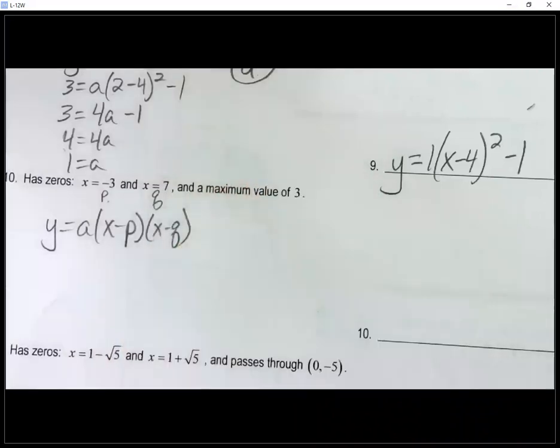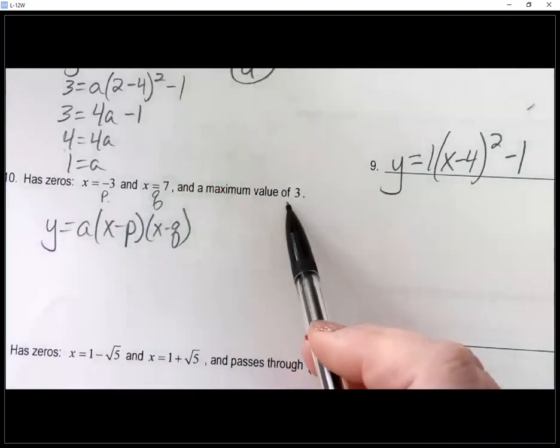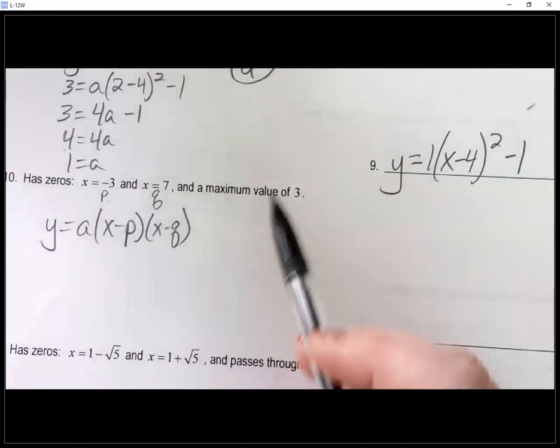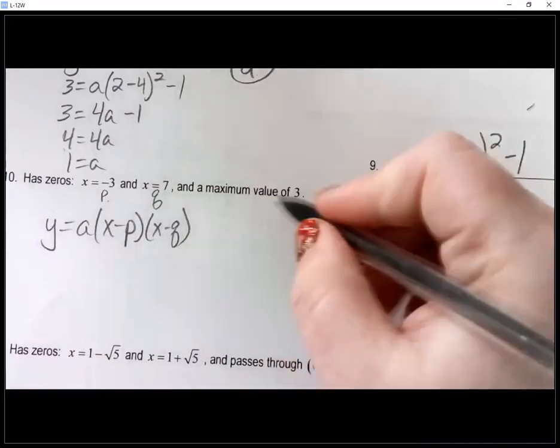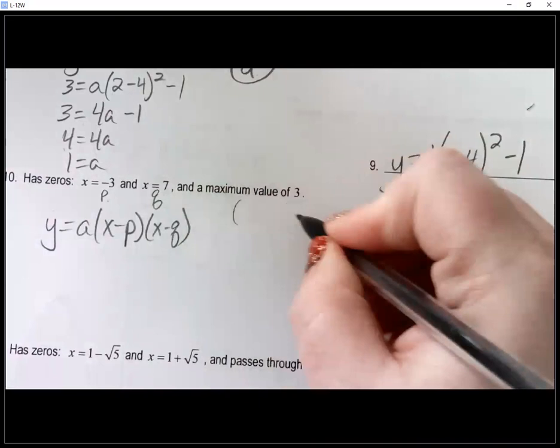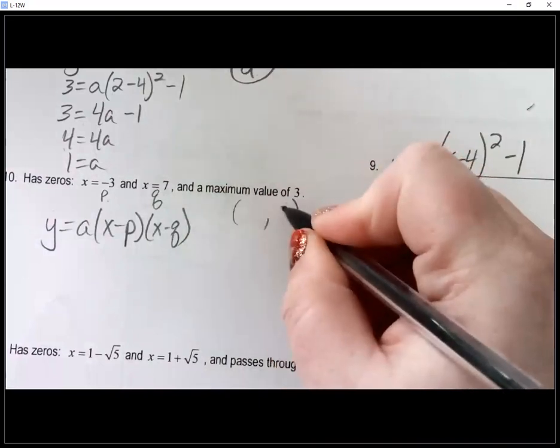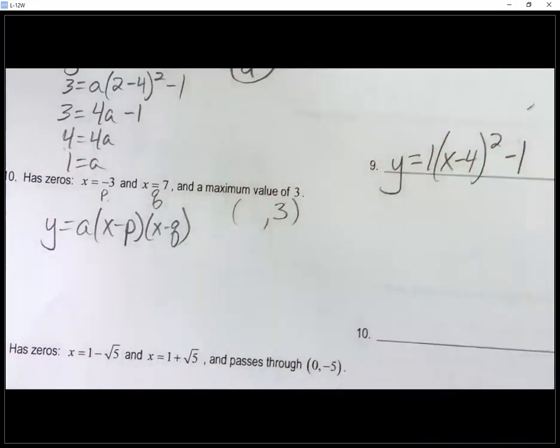Now, they didn't just come right out and say, hey, here's some other random point. They just gave me a maximum value of 3. So they gave me half of a point. Maximum values occur where? At the vertex. So they're telling me that the maximum value that I'll ever get is 3. That means they gave me the y coordinate of the vertex. I need the x coordinate of the vertex. And I claim you know what it is with only doing a little bit of math. Not a ton, just a little bit.